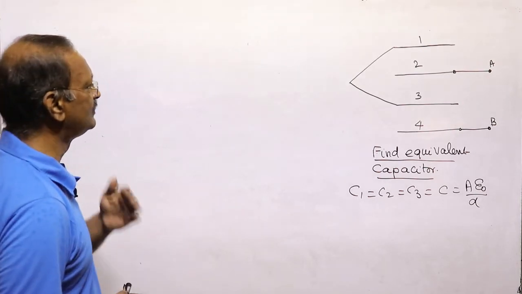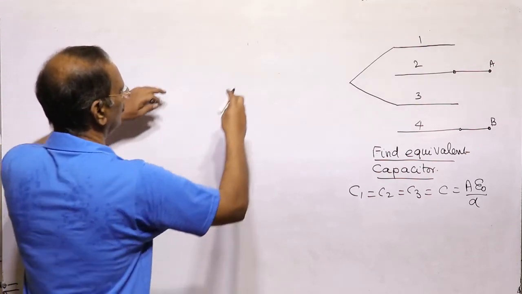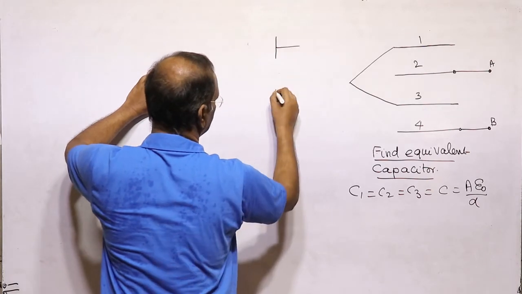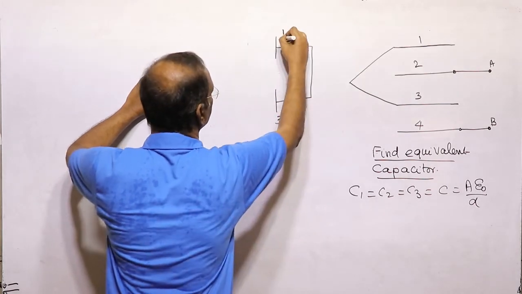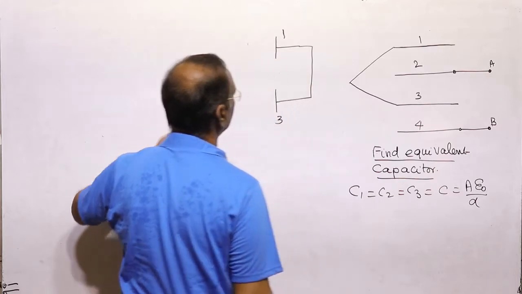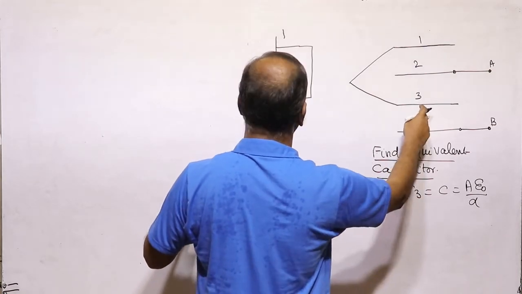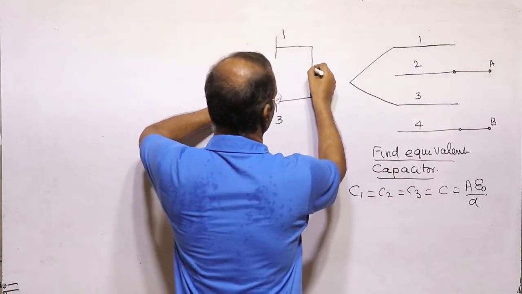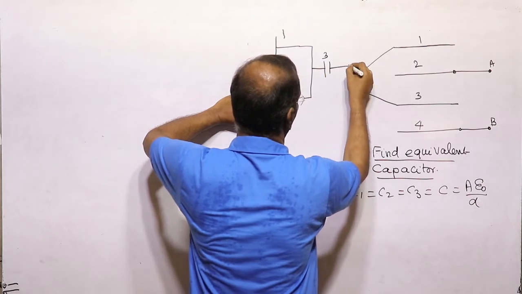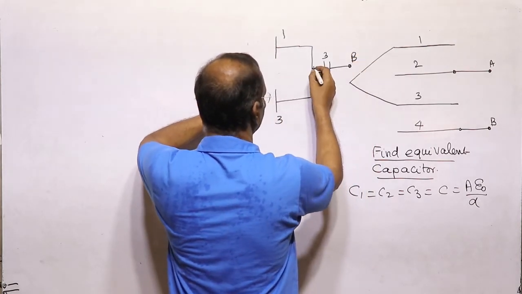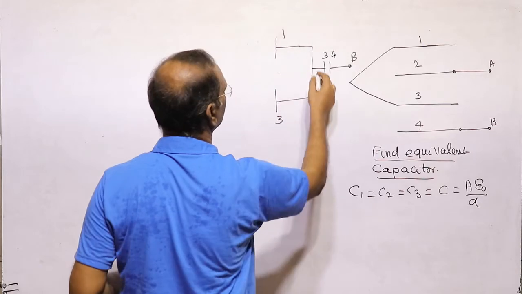Now let us analyze which one is forming where. See, 1 and 3 are connected to the same point. 1 and 3 are connected to the same point, and 3 and 4, and 4 is connected to point B. So 3 and 4 form a capacitor. This is 1 and this is 3.